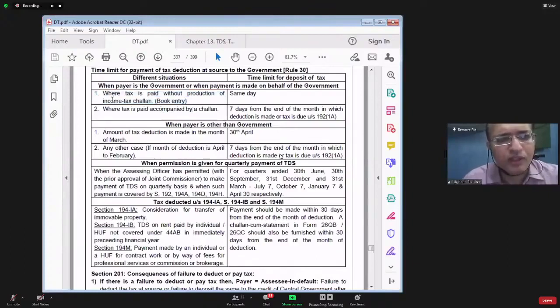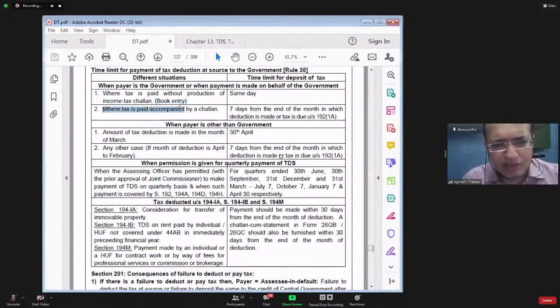Let us proceed. So when the payment is done without challan, that is payment is done by book entry, then payment should be done on the same day. Same day means the day on which TDS is deducted. On the same day, this amount should be paid to the Ministry of Finance. Because how is the payment made? Payment is just passing a journal entry, book entry. In other words, you should pass the adjustment entry similar to creditors account debit to debtors account. Such kind of book entry, adjustment entry should be passed on the same day on which TDS is deducted.